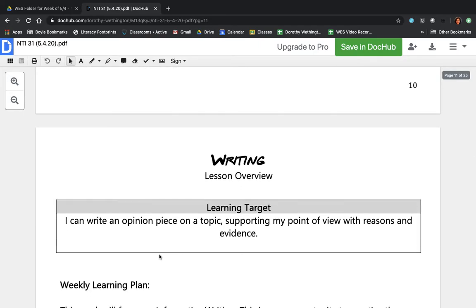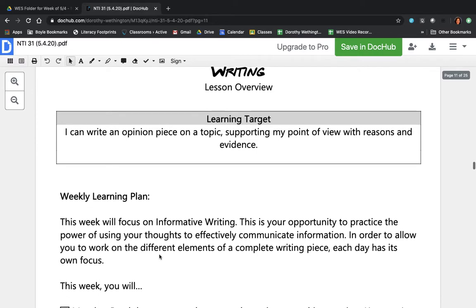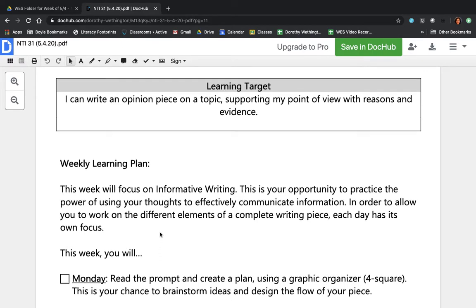Writing. Learning target. I can write an opinion piece on a topic supporting my point of view with reasons and evidence. Weekly learning plan. This week will focus on informative writing. This is your opportunity to practice the power of using your thoughts to effectively communicate information.